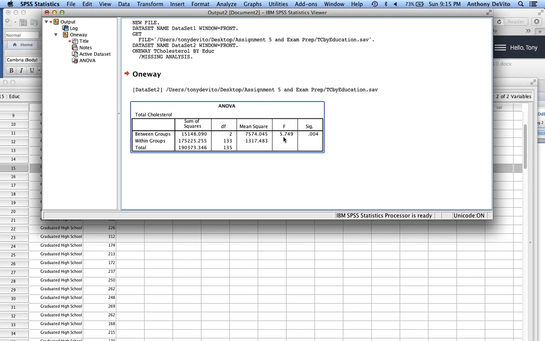Now, if we did it by hand, and we found that the analysis of variance gave us a statistic value of 5.749, we would now go to a table to determine whether we can reject the null hypothesis.